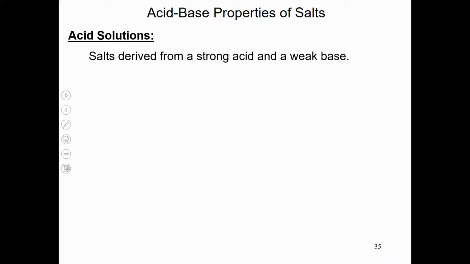Okay, so acidic solutions. Salt derived from strong acid, obviously HCl would be like a strong acid. It's going to dissociate 100%. Or from a weak base. So ammonia, if I asked you what is the conjugate acid of ammonia, you would say ammonium, NH4 positive. It's an ion. So I can actually deliver NH4 positive to solution if I slap a chlorine onto it.